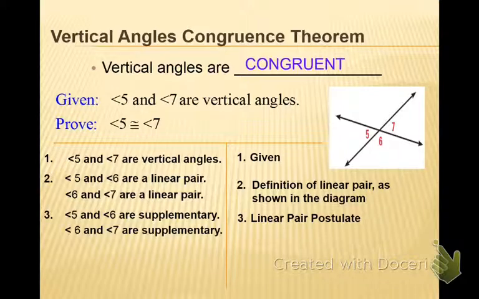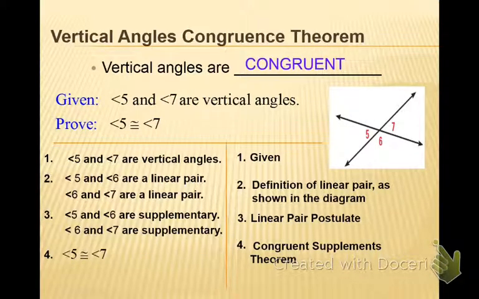Well, since 5 and 7 are both supplements to the same angle, they get to be congruent, and that's by using the congruent supplements theorem that we just talked about for a few minutes. And so therefore 5 and 7 are congruent, so vertical angles must always be congruent. We just proved the theorem, so now we can use it. And again, the idea behind proving the theorem is you don't have to go through this every time.